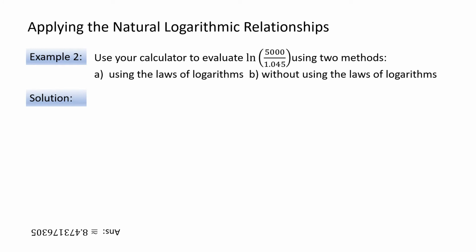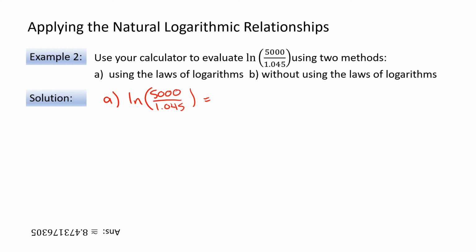So let's look at another example. I want you again to use your calculator for this. Use your calculator to evaluate the ln of 5,000 divided by 1.045. And we're going to do it both ways, using the laws of logarithms and without using them. Starting with A, we have the ln of 5,000 divided by 1.045.